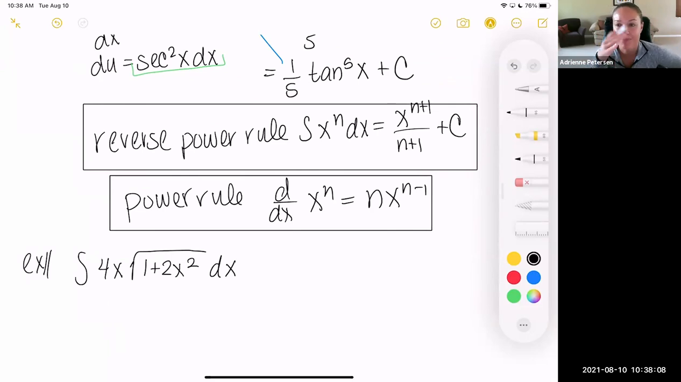What you want to be on the lookout for is that u should be your inside function, what's inside the composition. So go ahead and use whatever shortcut notation you want. Tell me what we should let u be. Perfect. Okay, so here we see that this 1 plus 2x squared is inside our square root. So the function that's inside, that's what we let u be.